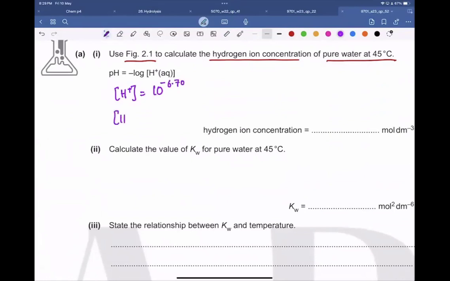Can anyone calculate the concentration of hydrogen ions over here? Yes, 1.995. Is there any exponent, Hussein? Exponent minus 7. Now, pH is equal to minus log to the base 10 of 1.995 × 10^-7. Can anyone calculate it, please?